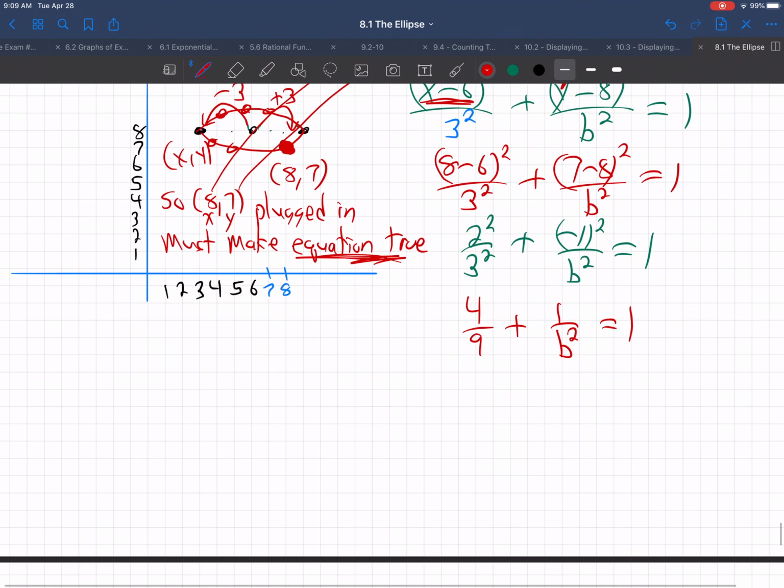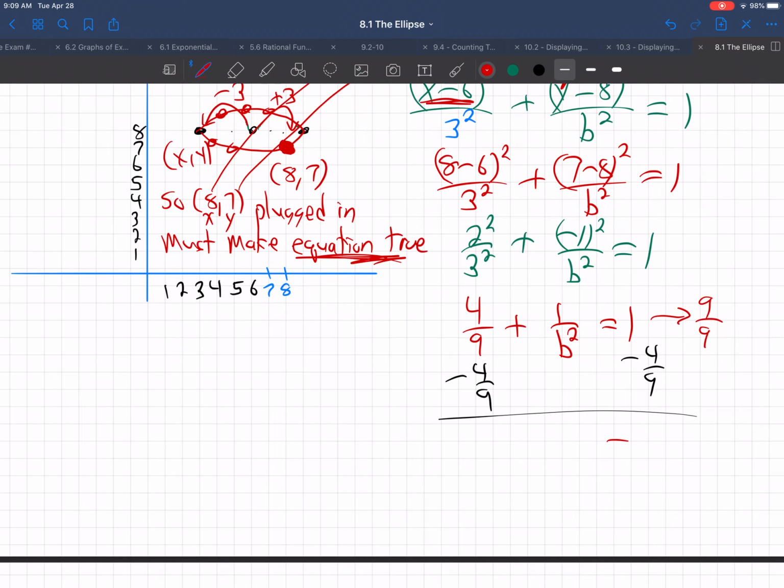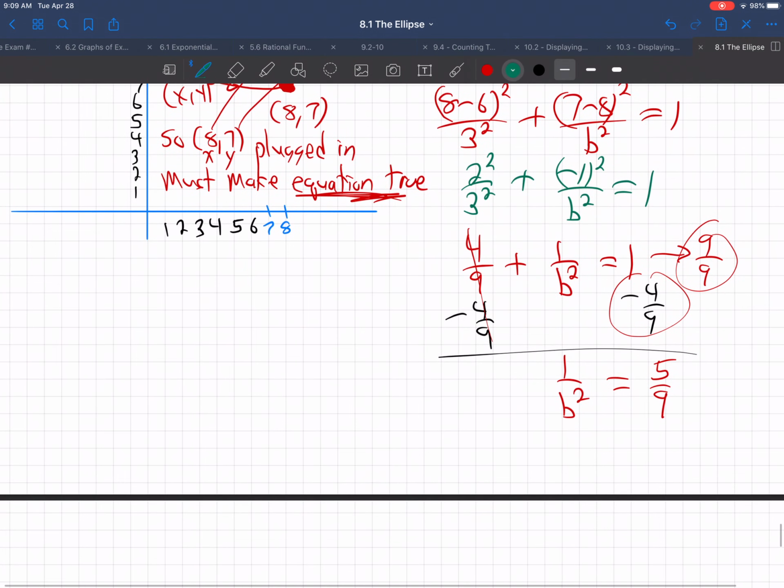So now I can solve this equation for b. So let's subtract 4/9 from both sides. What happens over here? Well, this is 9/9 minus 4/9. So that's 5/9. These cancel. All right. Now, how do we handle it when we have two equal fractions? You can cross multiply, right? 1 times 9 equals 5 times b squared.